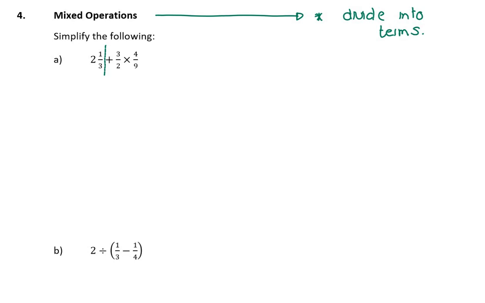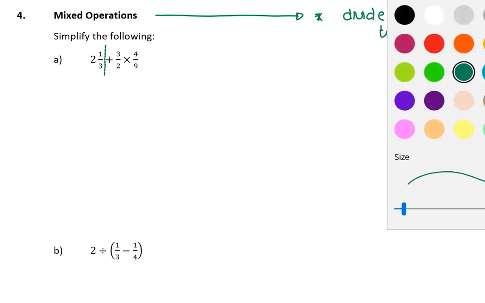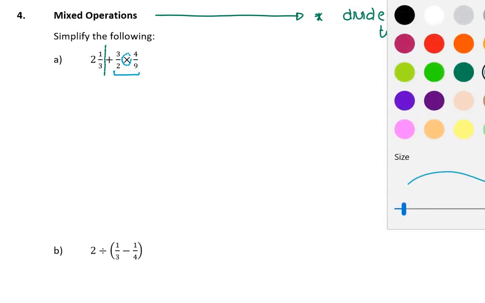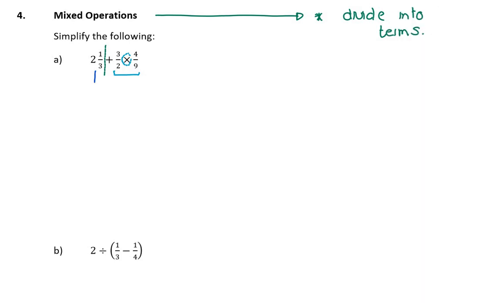So the moment I see a plus, I put a line there. That is a separate term. This is one term because it's glued together by multiplication. So my first step here would be to change my 2 1/3 to an improper fraction. We don't like mixed numbers. So multiply. 2 times 3 is 6, plus 1 is 7. So it's 7 over 3.